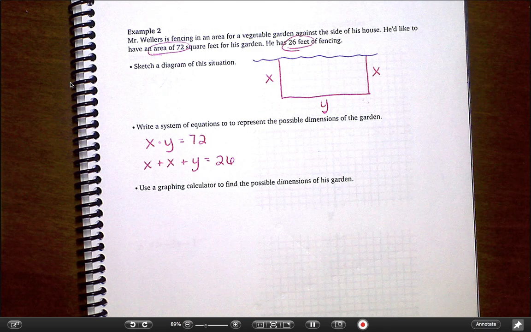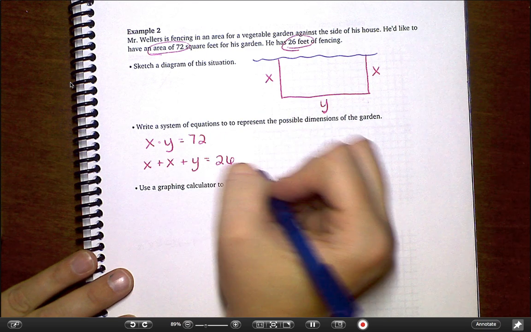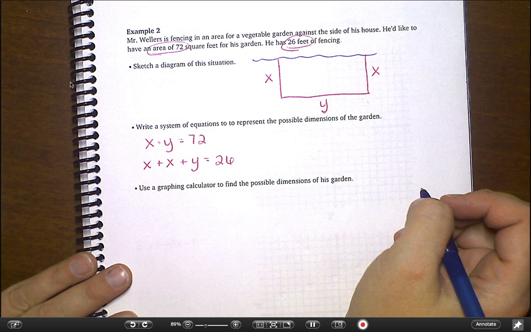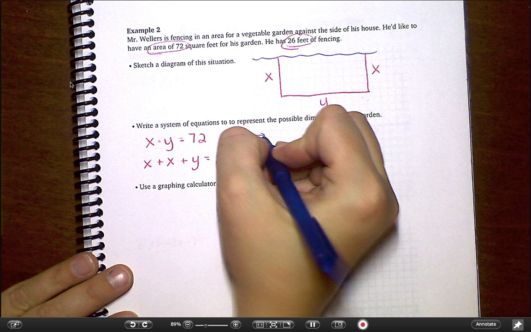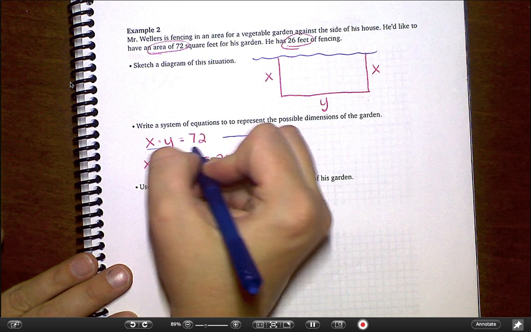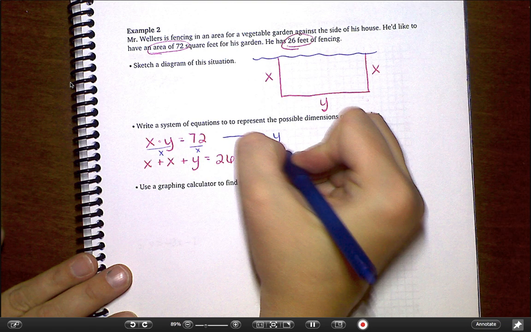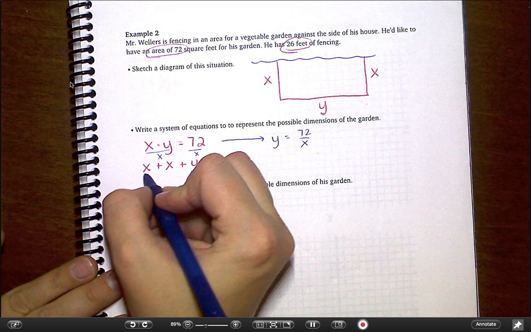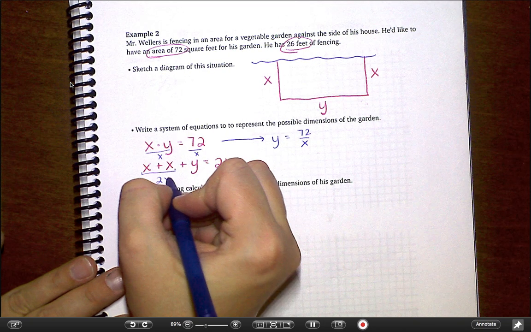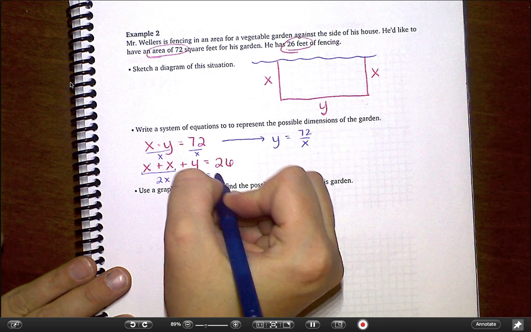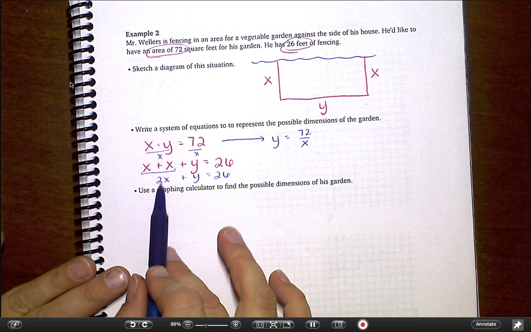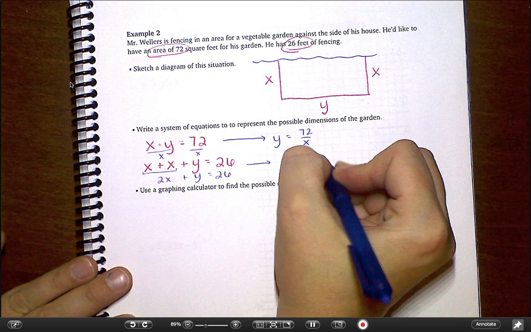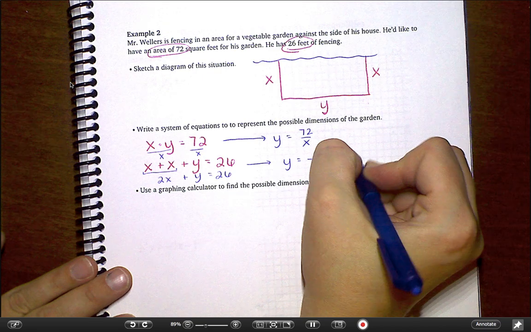Because my next step is going to be to take each one of these and solve them for y. And they have to be solved for y for them to go into our calculator nicely. So here I'm going to divide by x on each side, and I get y equals 72 divided by x. This one is really 2x plus y equals 26, right? And then I'm going to subtract that 2x from the other side, so I'm going to get y equals negative 2x plus 26.